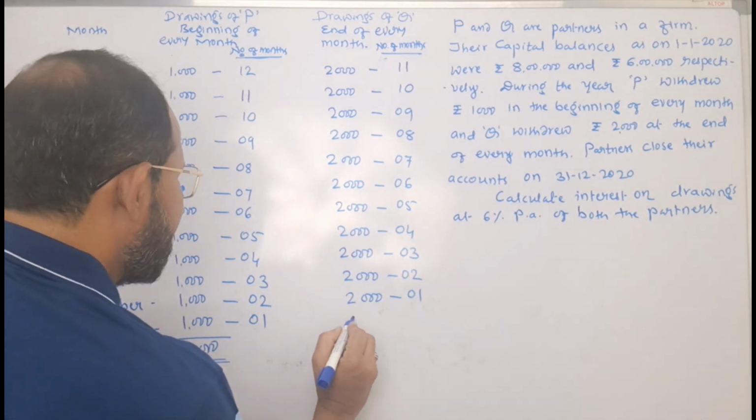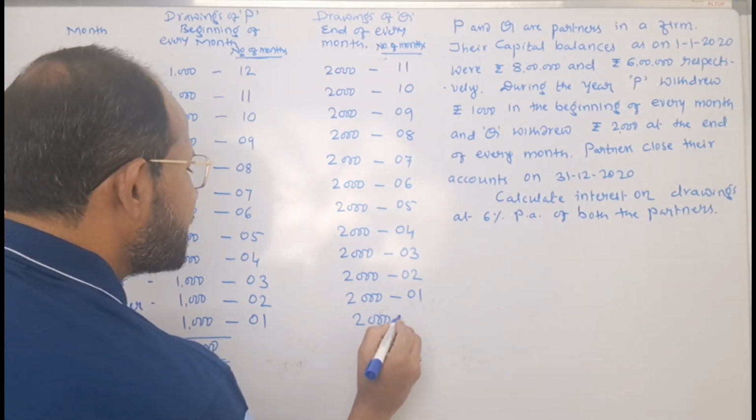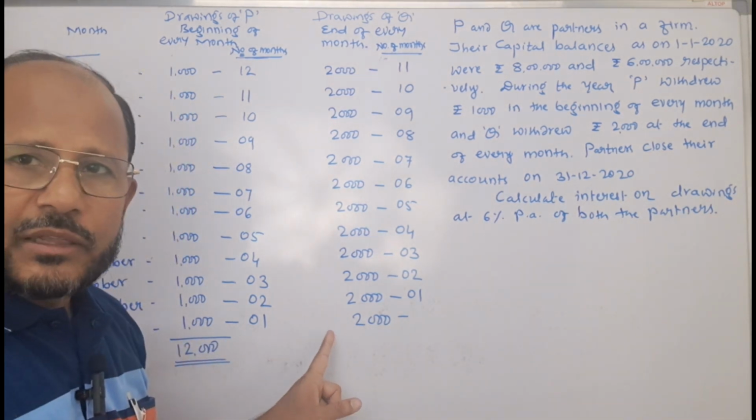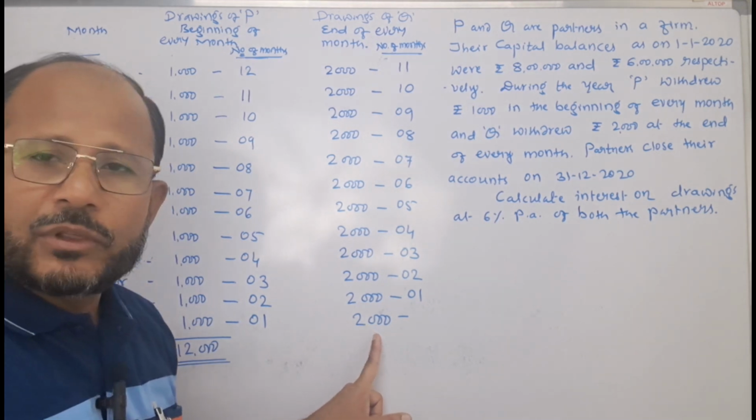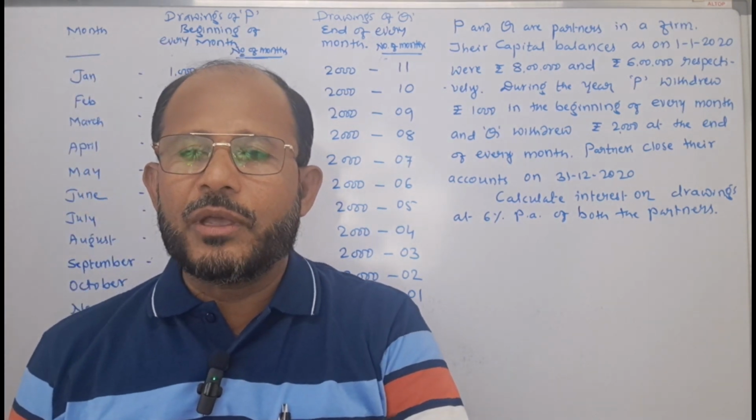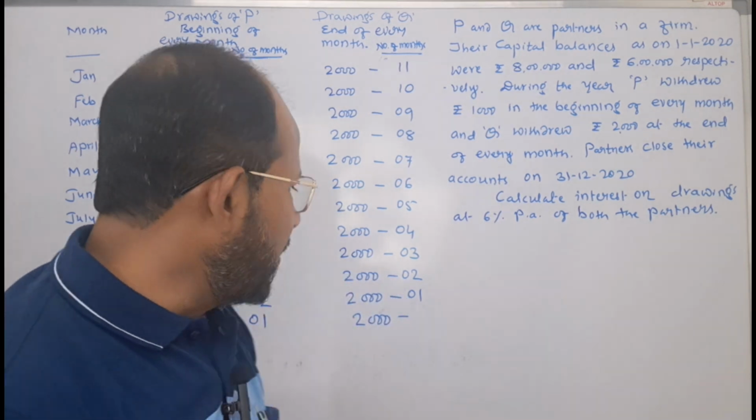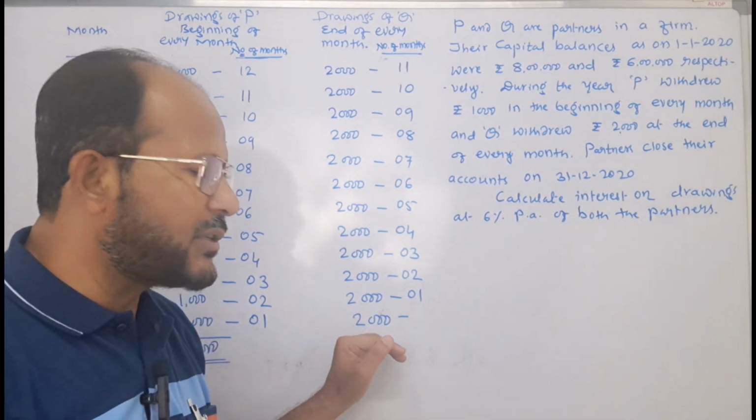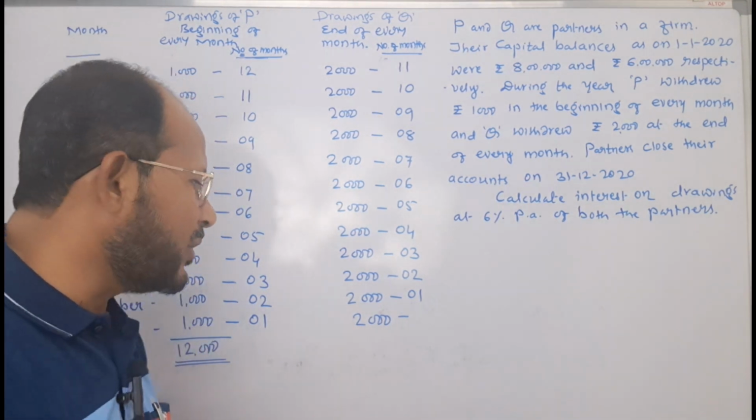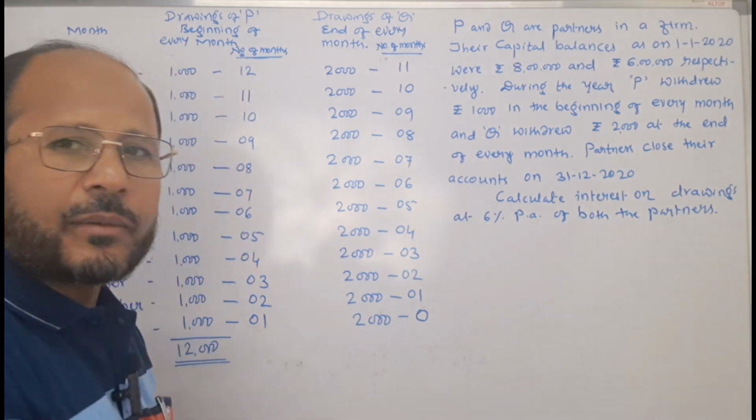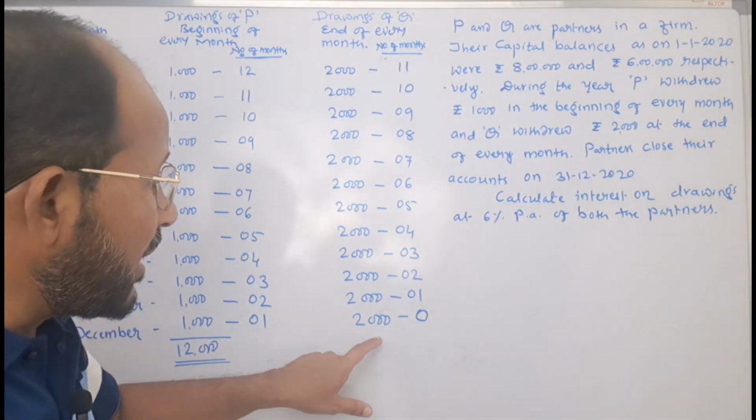Now you see, in the month of December, he has withdrawn the amount at the end of the month. Means on 31st December, he has withdrawn rupees 2000. Therefore, interest is not to be given to the partnership firm for that month because he has taken on 31st December. Therefore, interest is not supposed to be calculated on that. That is why here the period for which interest is to be calculated comes to 0. This is very important.